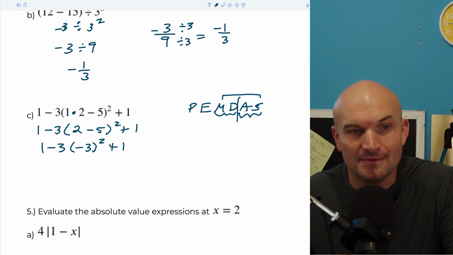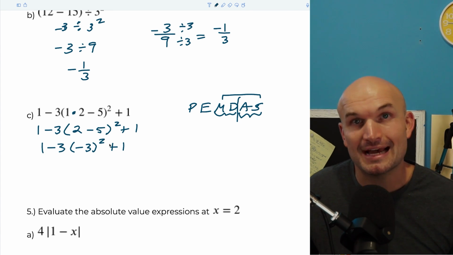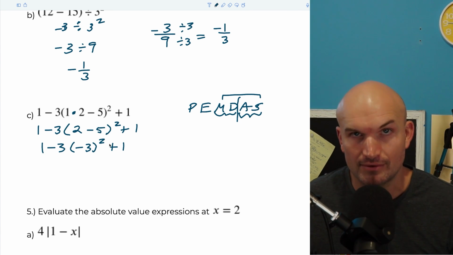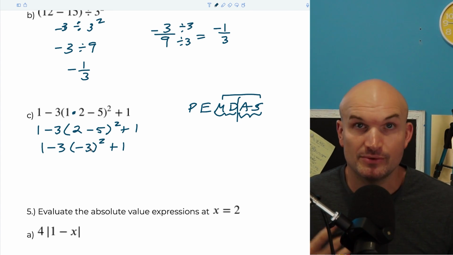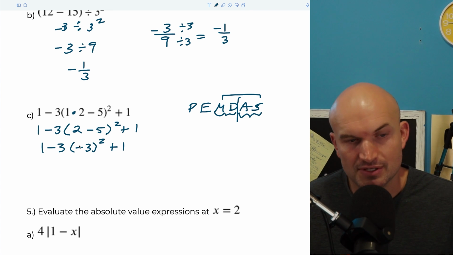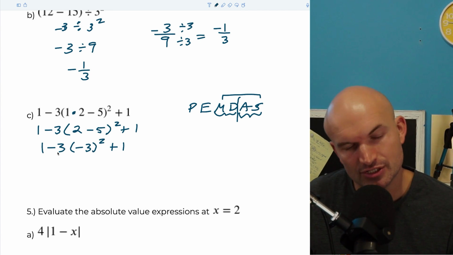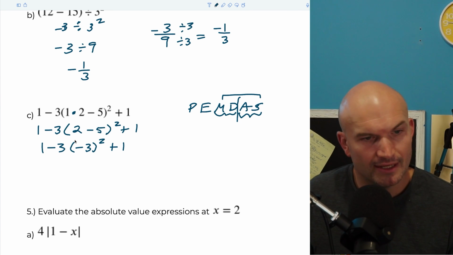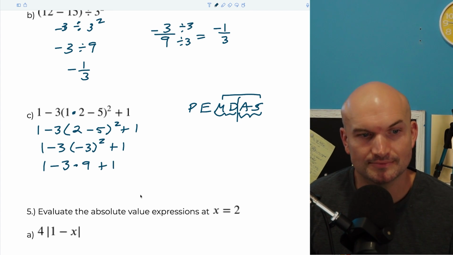I'm keeping them there because I want to make sure you understand that negative 3 squared is negative 3 times negative 3, which is going to make a positive. There's no other operations I can do inside the parentheses to simplify it, so we can just leave this off. So I have negative 3 quantity squared, which is negative 3 times negative 3, which is positive 9. So I have 1 minus 3 times 9 plus 1.